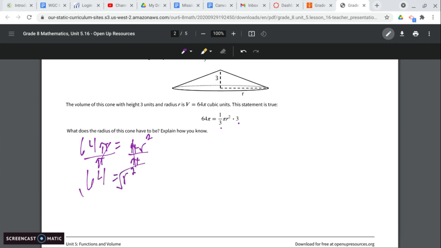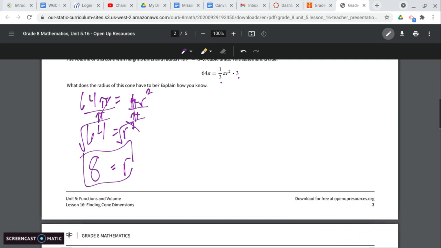So we take the square root. That cancels out the squared on the r. So now we have r equals, well, what's the square root of 64? What number times itself gives us 64? That is 8. So the radius is 8 for this cone.